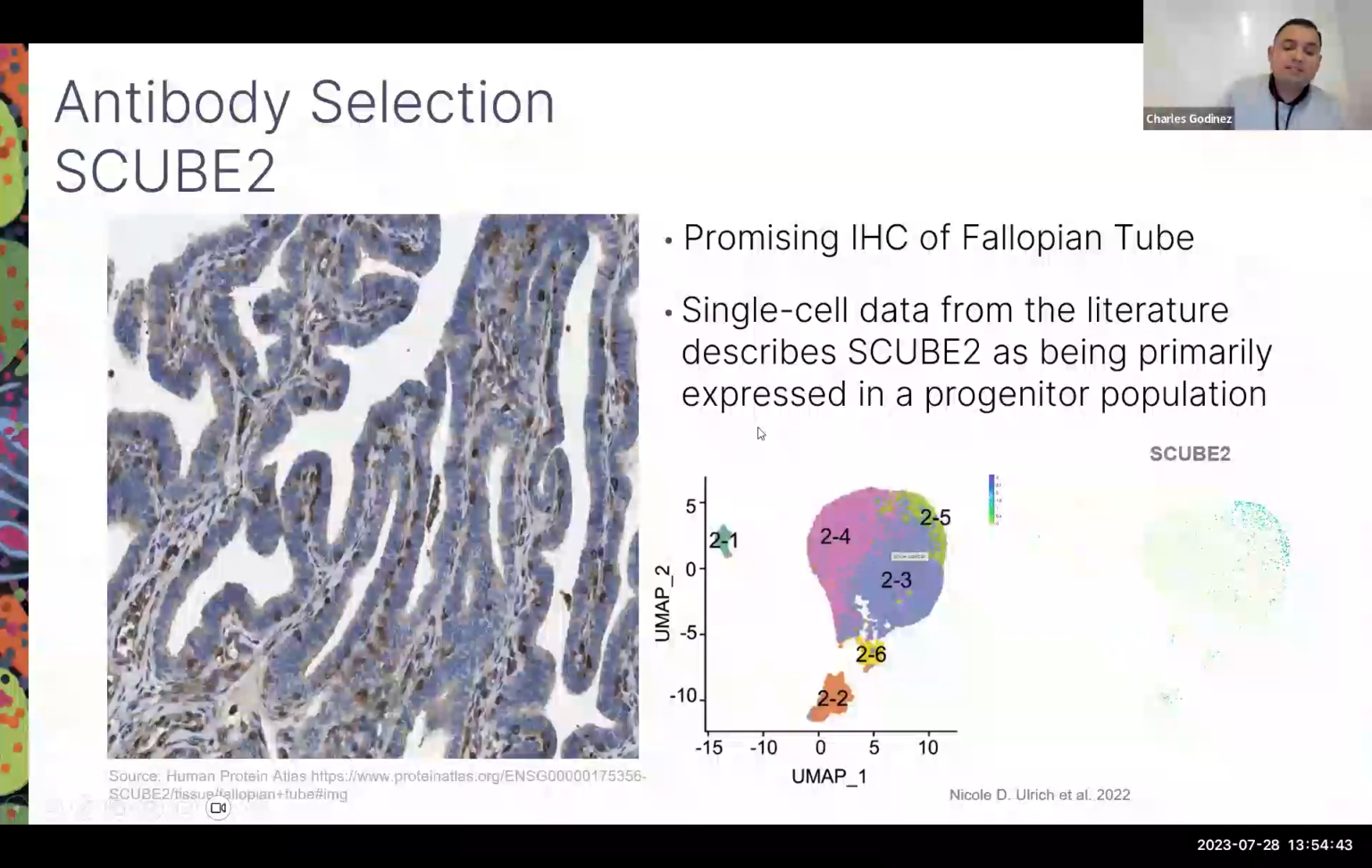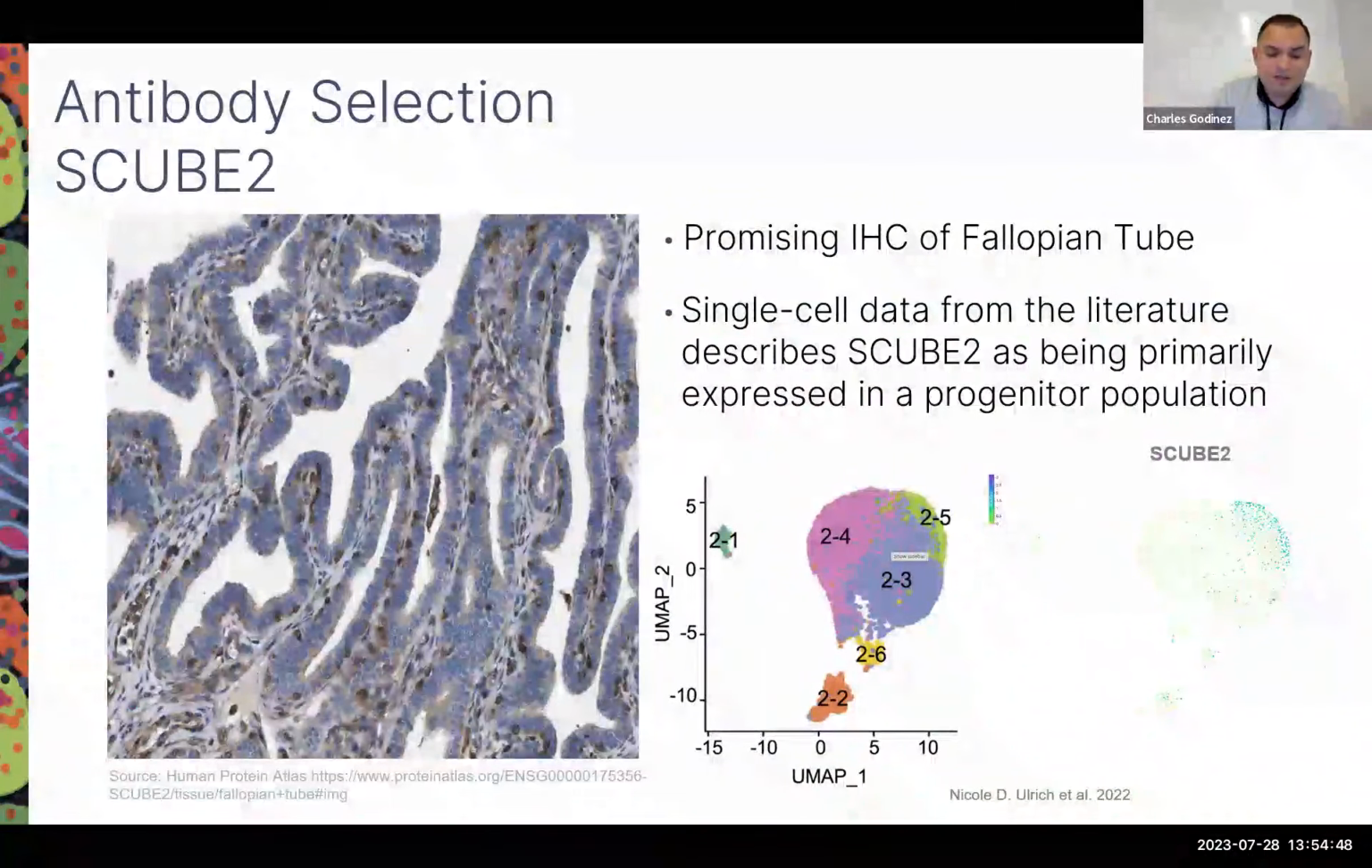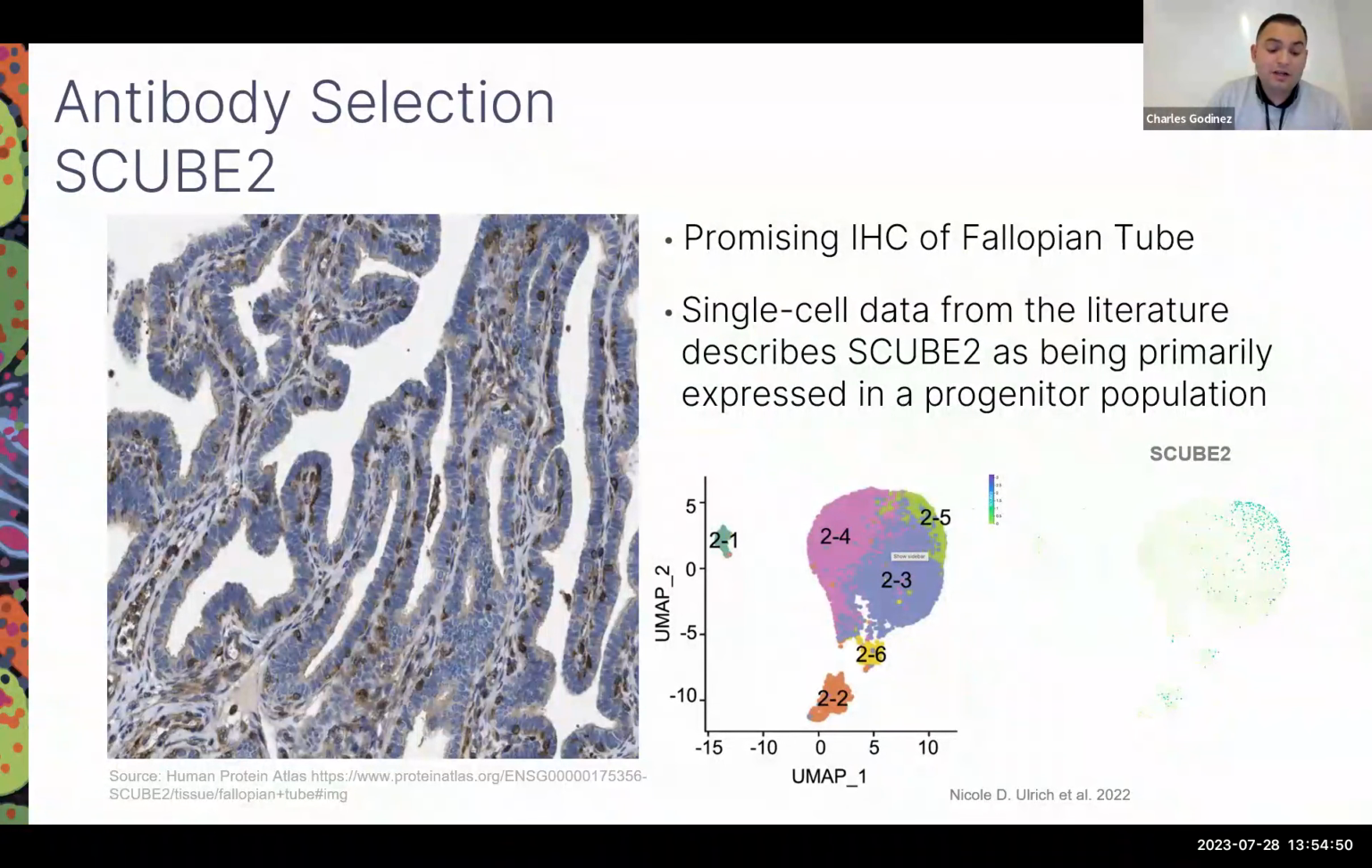The second antibody we selected was SCOOP2. This antibody had promising IHC of the fallopian tube. So looking at the IHC image on the left, the brown stains correspond with SCOOP2 protein expression. And moreover, single cell data from the literature describes SCOOP2 as being primarily expressed in the progenitor population. If you look at the HuBMAP plot in the bottom center, the 2,5 and 2,2 regions are both cell clusters for progenitor cells. If you look at the HuBMAP plot to the bottom right, you can see SCOOP2 was primarily expressed in the progenitor population 2,5.